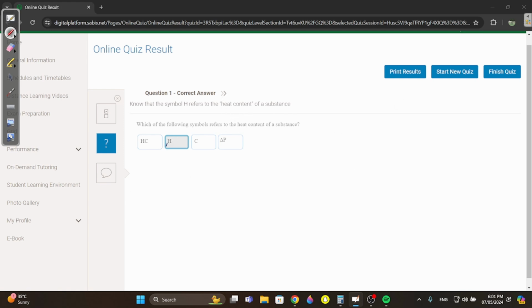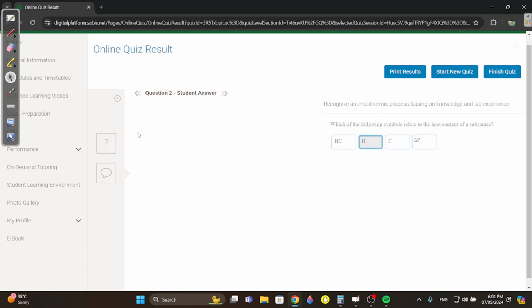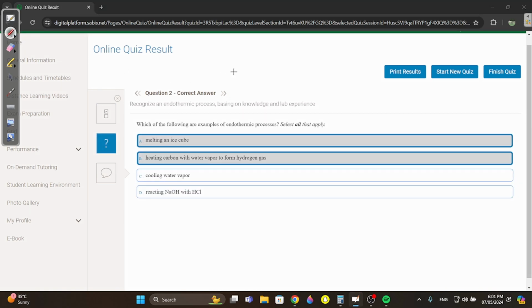I mean, it's obviously H. Heat, H. Delta H would be the change in heat. Okay, that could come. Delta H means this delta H. This means change in heat or enthalpy change. That could come. Okay, which of the following are endothermic processes?